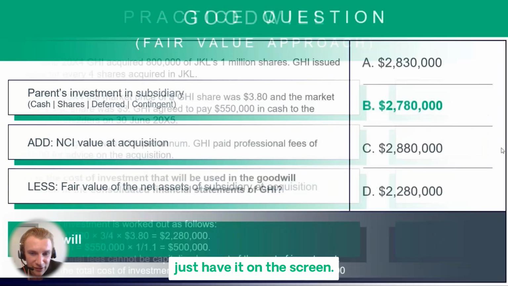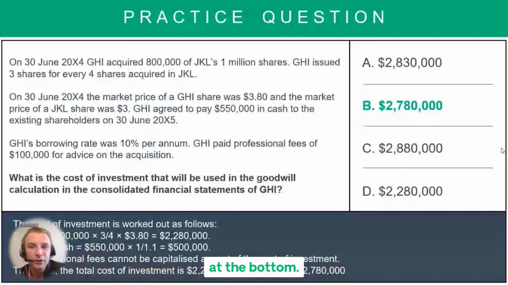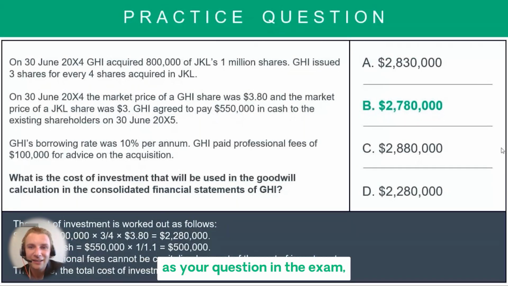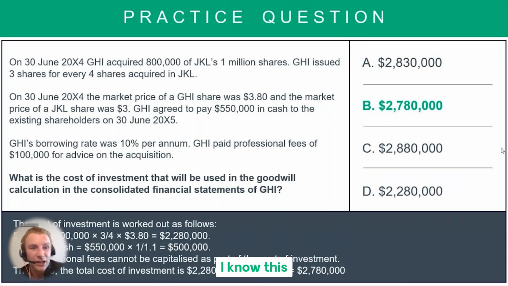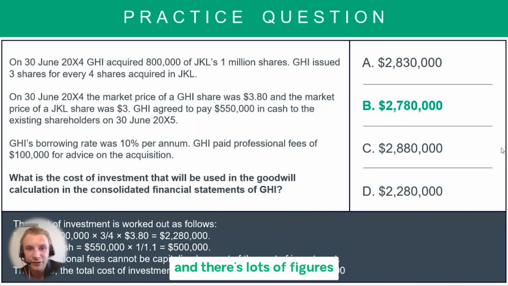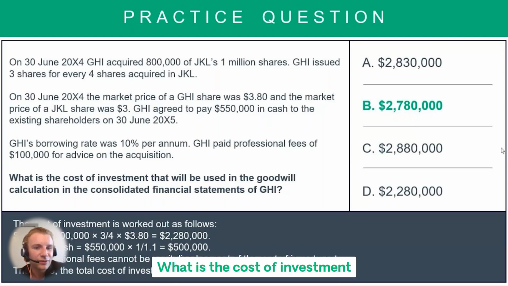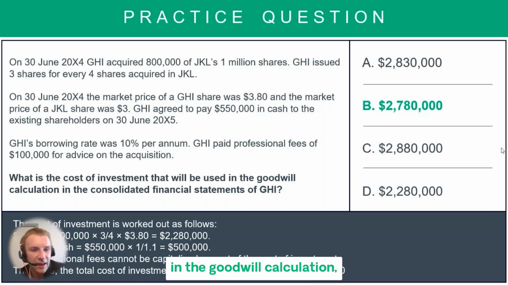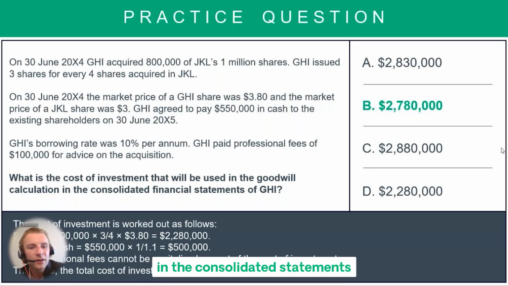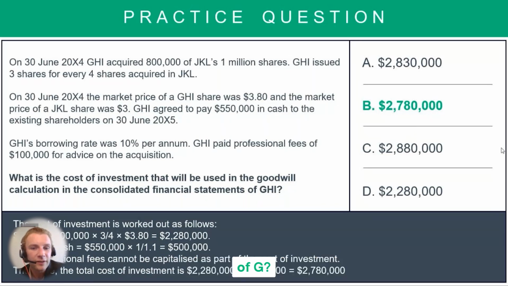But again, I'm going to just have it on the screen. We've got the workings at the bottom. But again, if this came up as your question in the exam, first of all, I know there's 3 sentences on there and there's lots of figures and lots of bits of dates and everything. Step 1, go straight to the requirement. What is the cost of investment that will be used in the goodwill calculation in the consolidated statements of GHI?